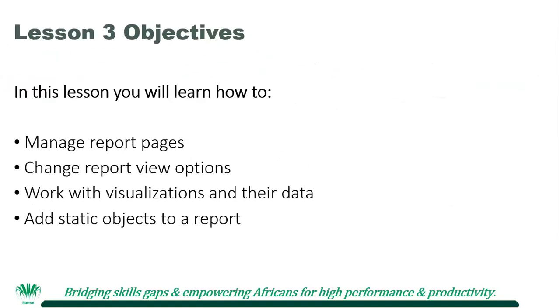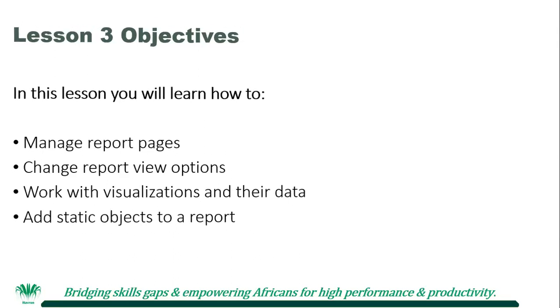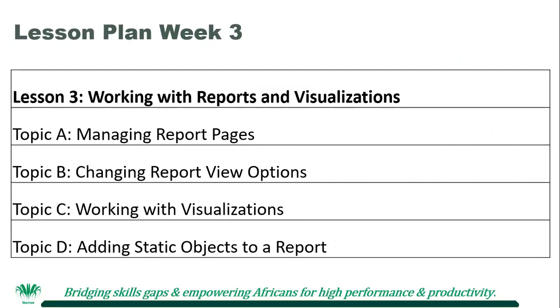Then in week three, our objectives will be how to manage report pages, how to change report view options, and how to work with visualizations and their data. And then, how do we add static objects to a report? There are times you will see your chart and you will just want to bring something on top, but the chart options do not give you that permission. So you may need to bring in other objects and put them on your report. So we'll be looking at how to add static objects to our reports. To help us do this, these are the topics, each topic addressing a particular objective.